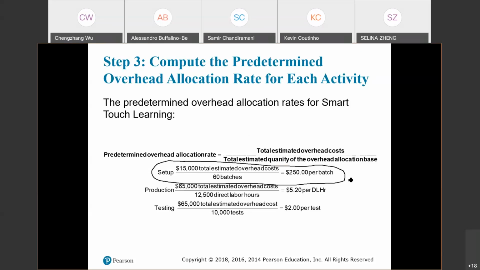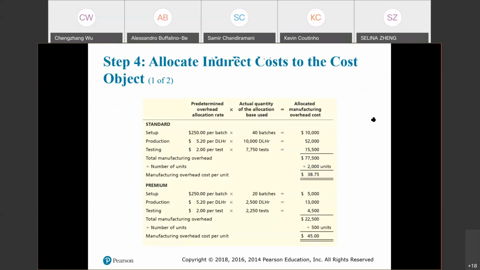So similarly, for production, we get $5.20 per direct labor hour. And for testing, we get $2 per test. Well, this is step 3. And finally, we should allocate indirect cost to the cost object.